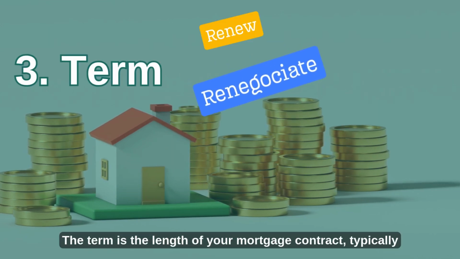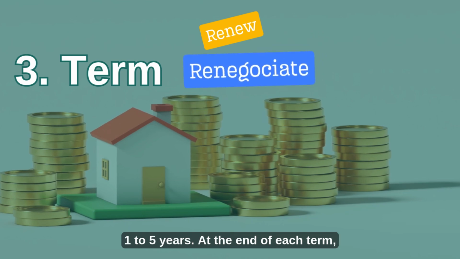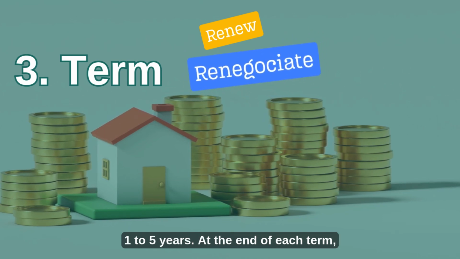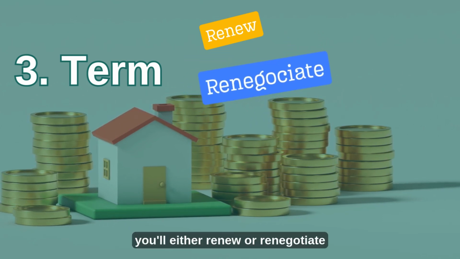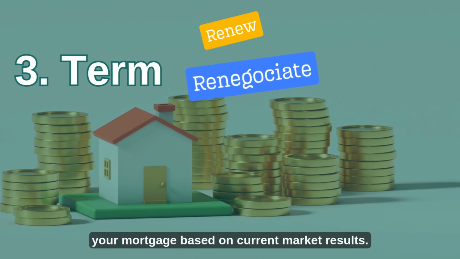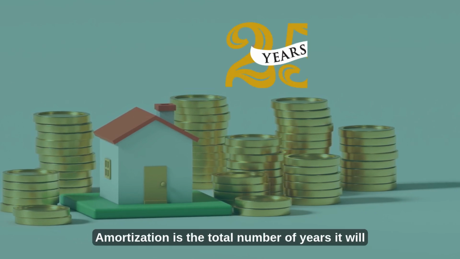The higher your principal, the more interest you'll pay over time. The term is the length of your mortgage contract, typically 1 to 5 years. At the end of each term, you'll either renew or renegotiate your mortgage based on current market rates.